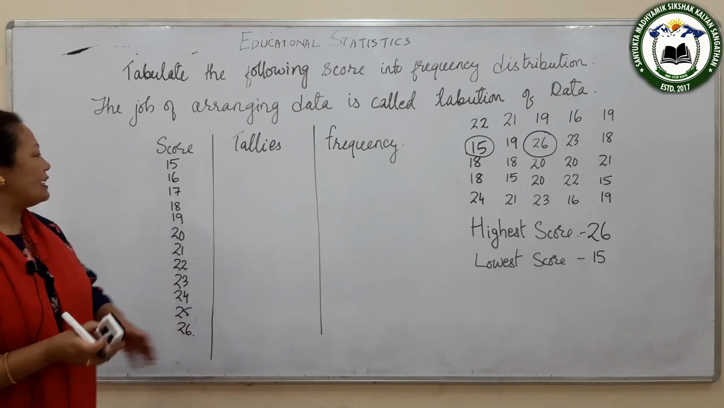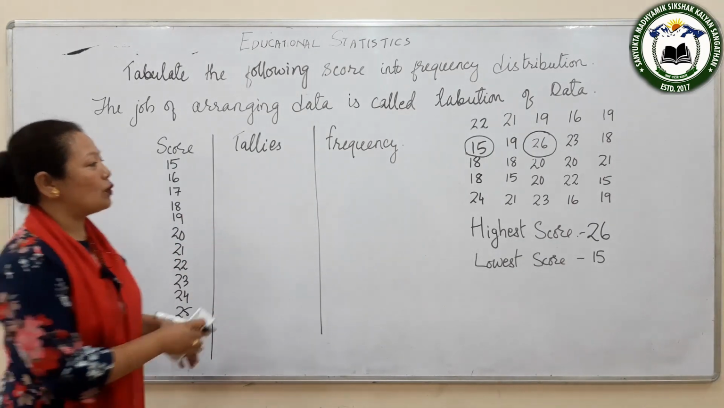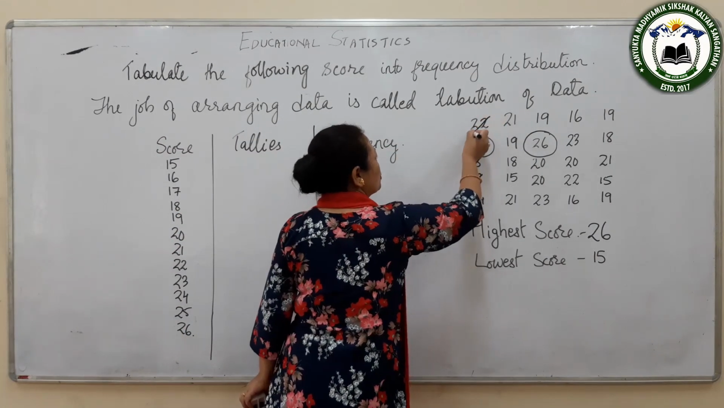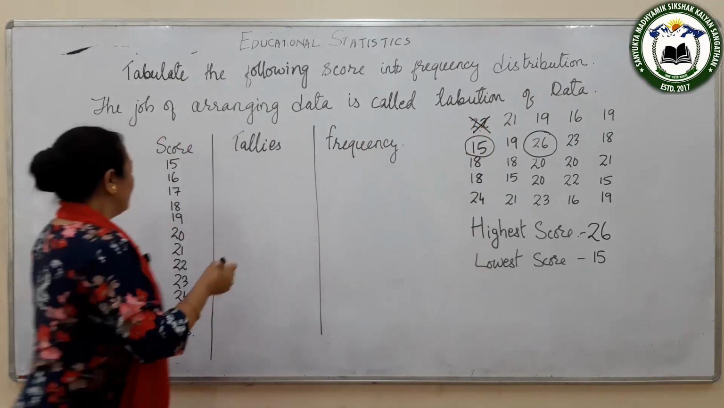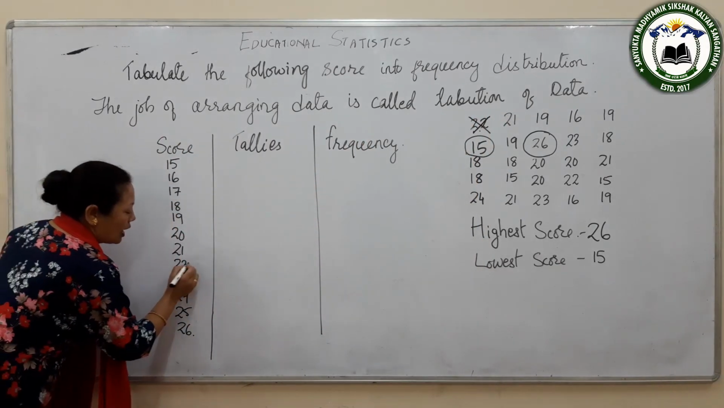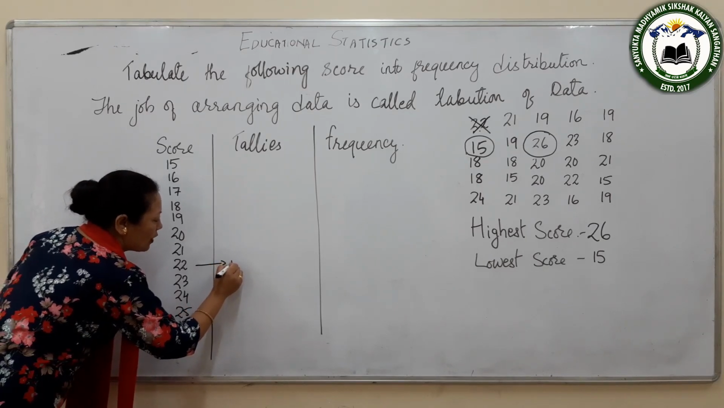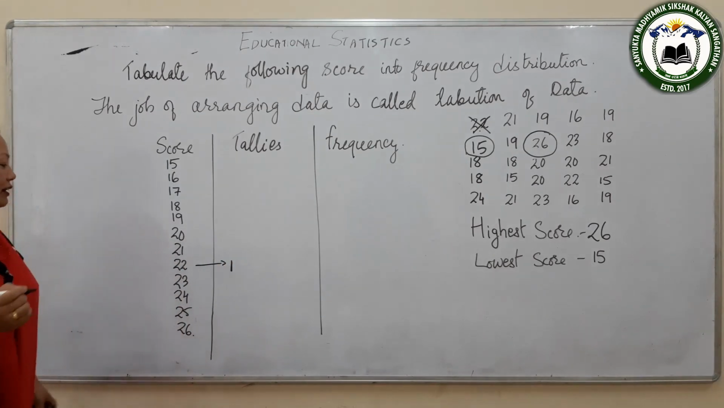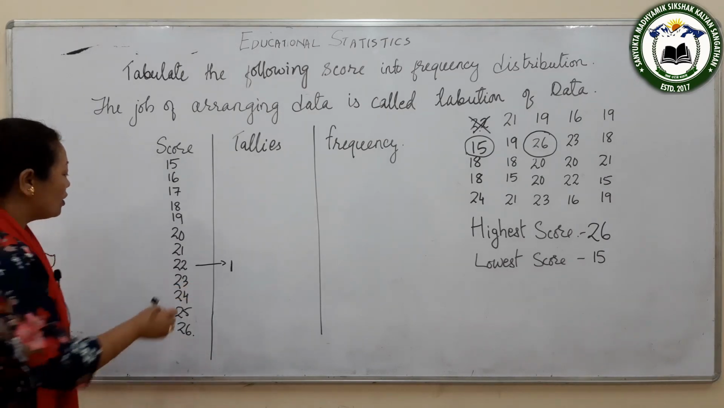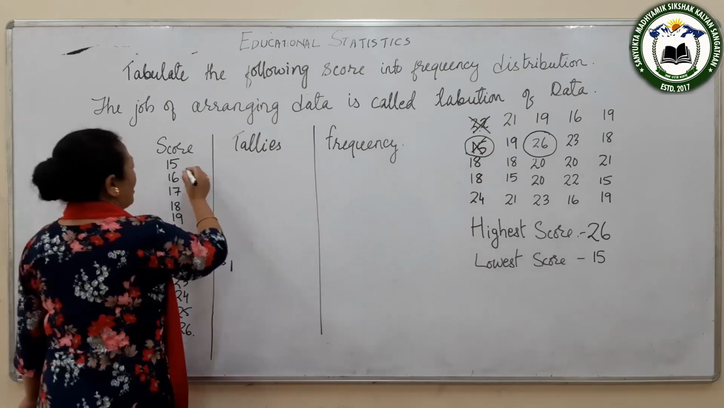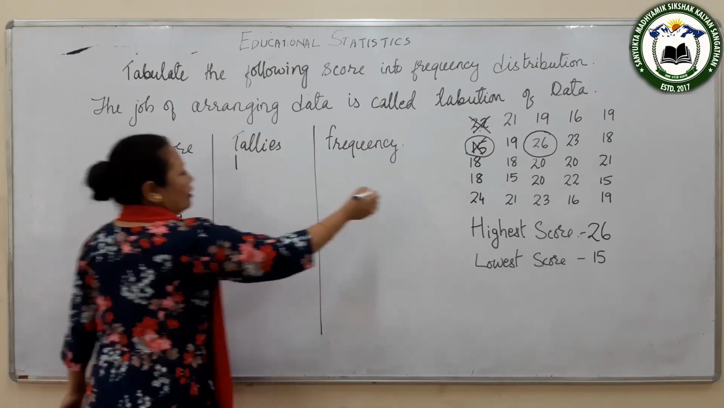So now I need tallies. For that one, what I do is I'll take out the first number, that is 22. So I'll find this 22 and over here in the line of 22 I'll write 1. That is the sign of the tallies. Next I have 15, likewise 1.